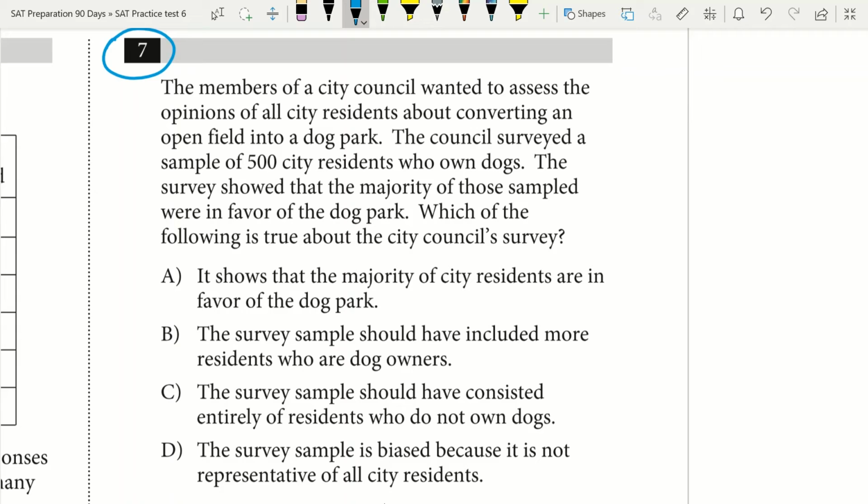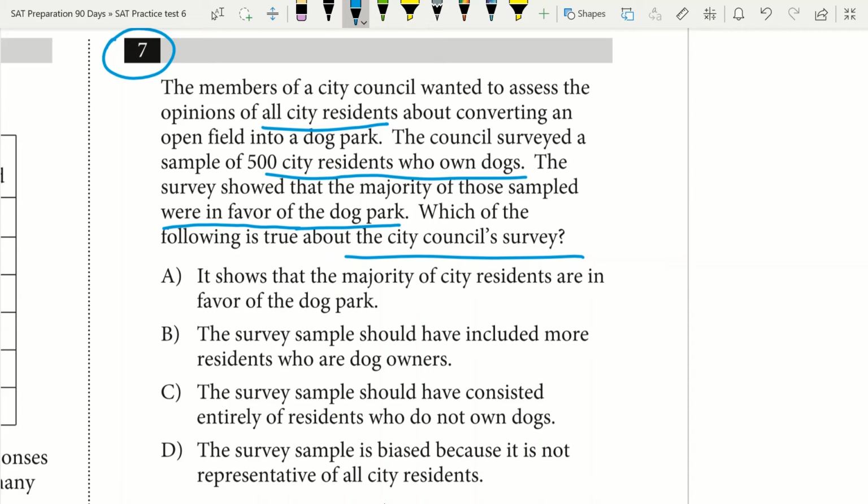So the question states, the members of a city council wanted to assess the opinions of all city residents about converting an open field into a dog park. The city council surveyed a sample of 500 city residents who own dogs. The survey showed the majority of those sampled were in favor of the dog park. Which of the following is true about the city council survey?